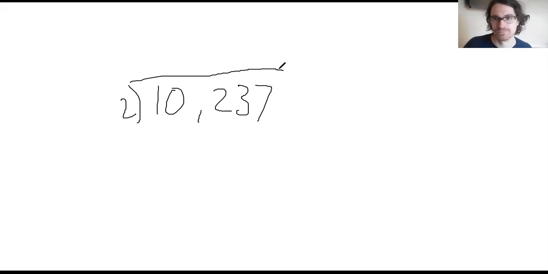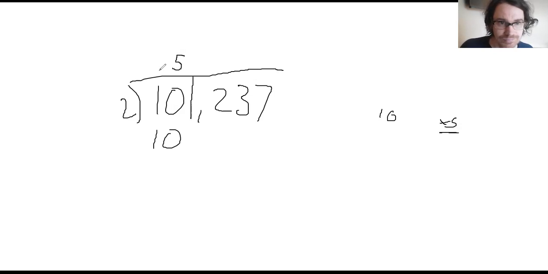What about if we have 10,237? Oh, that's a big number, divided by 2. So what's the first thing we do? We break up the dividend. So let's do 10 divided by 2. Highest multiple is 10, which is times 5. So we'll put the multiple here, and the number we multiply by up here. We find the remainder, 0. Bring down the next digit, 2.